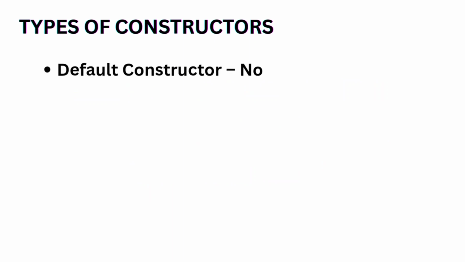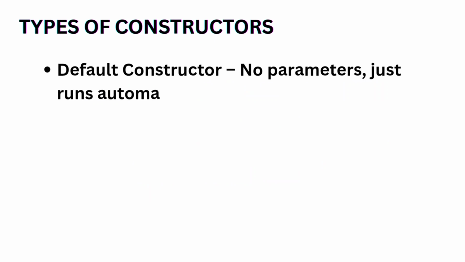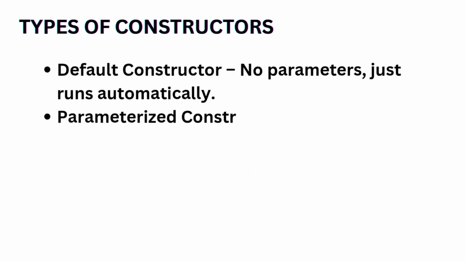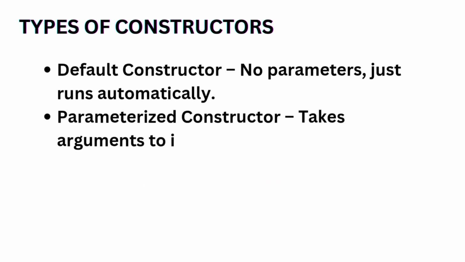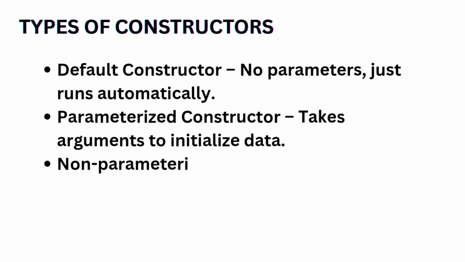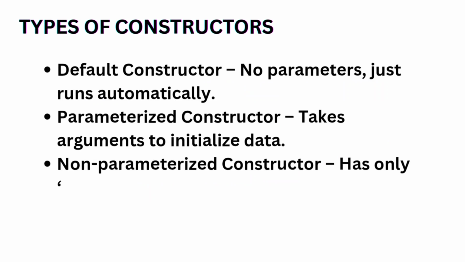Let's talk about how many types of constructors there are. There are mainly three types of constructors you will hear about in object-oriented programming. The first one is the default constructor, which has no parameters and just runs automatically. The second one is the parameterized constructor, which takes arguments to initialize data. And the last one is the non-parameterized constructor, which has only self as a parameter.